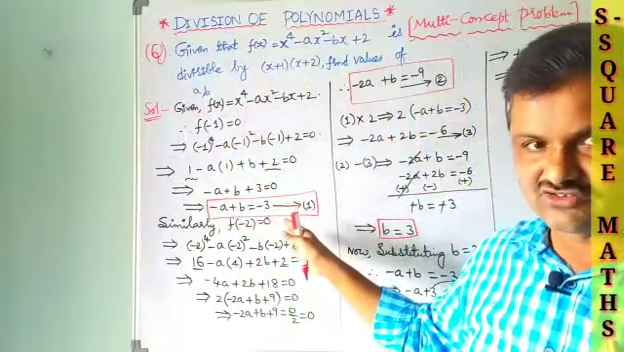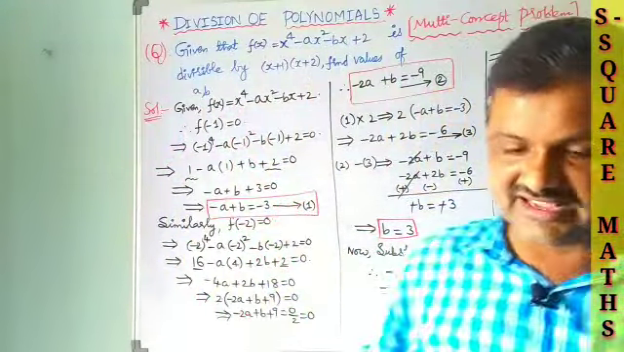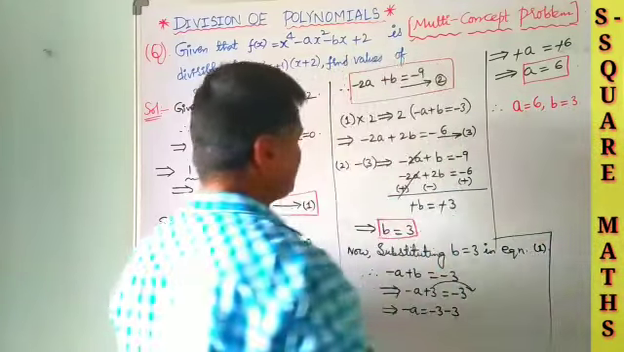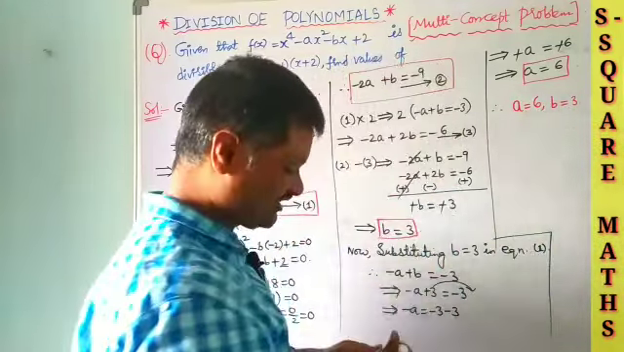This is a linear equation in two variables. Again, f of minus 2 is equal to 0. Continuing the same process, I got equation 2. Here this is polynomials. Equations 1 and 2 represent a pair of linear equations in two variables. Solving both equations 1 and 2 by elimination method, we got the value of b as 3 and a as 6. Therefore, a is equal to 6 and b is equal to 3 are the possible values of a and b for our given problem.